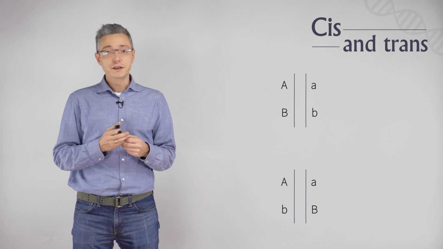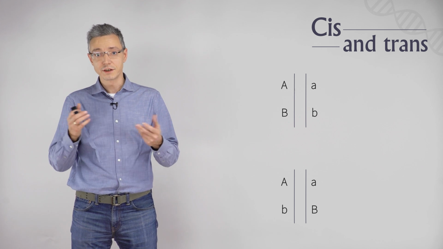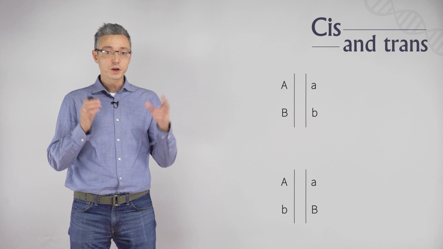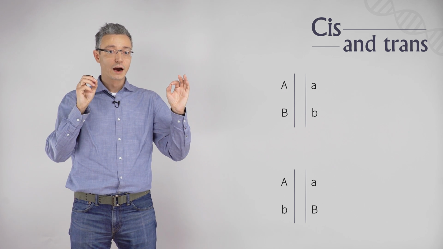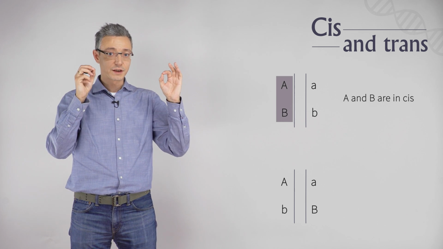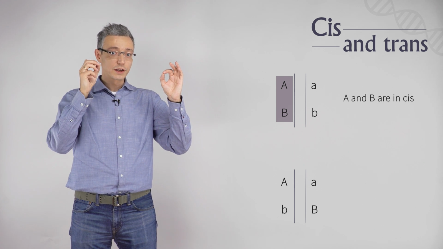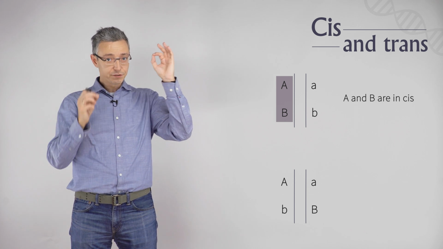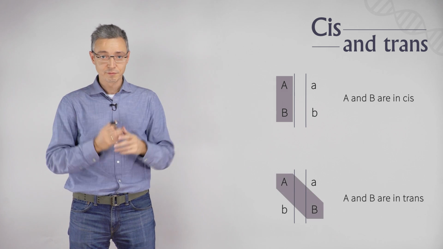Before we continue, I need to introduce one definition which will become very handy in further consideration. We say that two alleles coming from two different loci are in cis when these two alleles are located on the same chromosome. When we are talking about two alleles which are located on different chromosomes, we will call these alleles to be in trans.